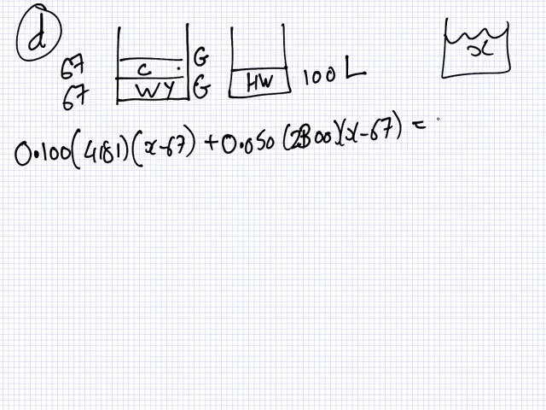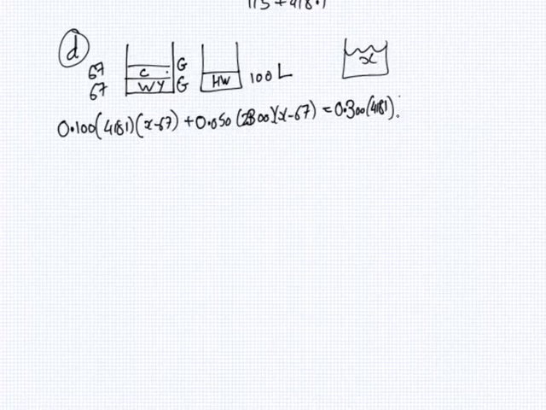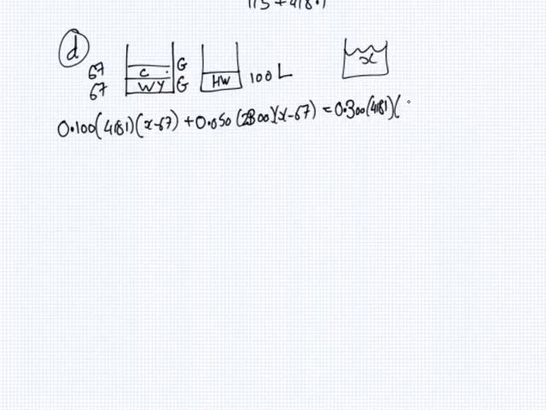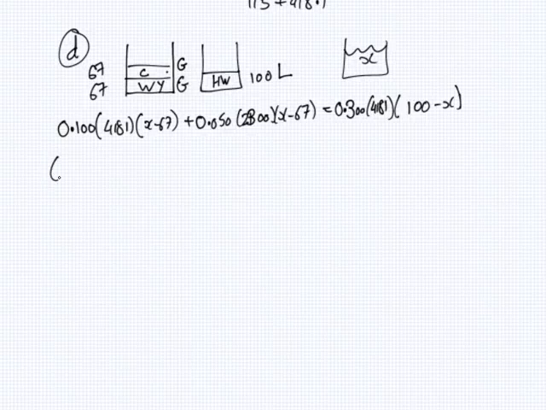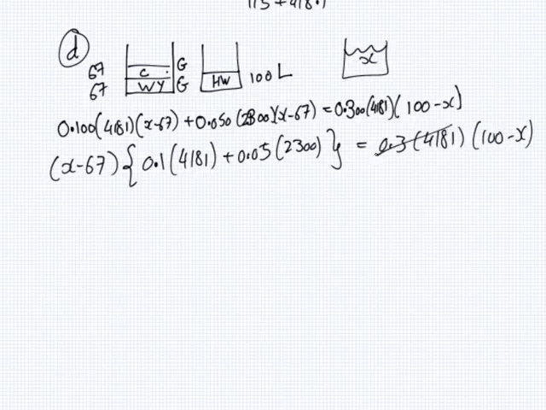And then what are you left with here? The water is how much water? 300, wasn't it? C, and then the theta is 100 minus X. So you were saying that the X minus 67 is in common, so if you want to take that out you can. And you have 0.1 times 4181 plus 0.05 times 2300. That's equal to 0.3 times 4181 times 100 minus X.